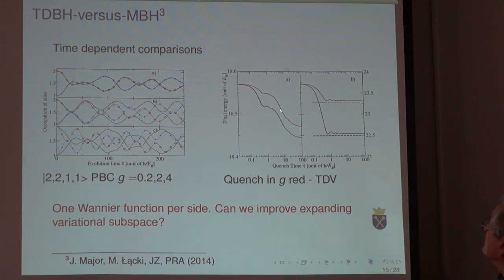Another example is something like this, when we quench the g from a small value to, let's say, 10 for different times. Okay?